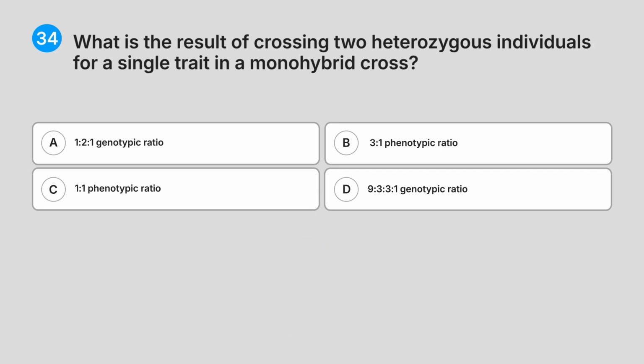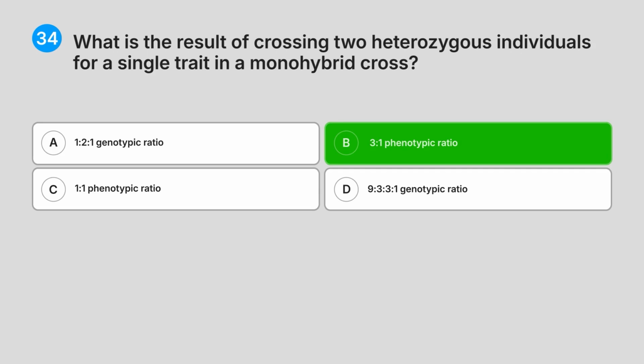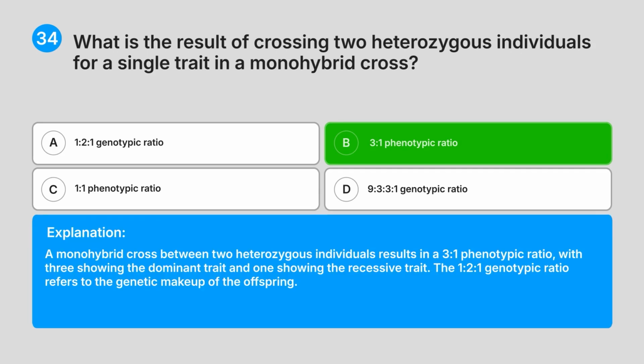Correct answer: B. 3:1 phenotypic ratio. Explanation: a monohybrid cross between two heterozygous individuals results in a 3:1 phenotypic ratio, with 3 showing the dominant trait and 1 showing the recessive trait. The 1:2:1 genotypic ratio refers to the genetic makeup of the offspring.